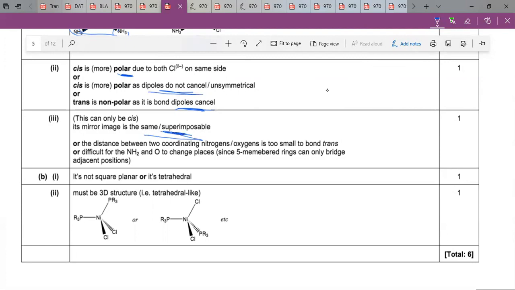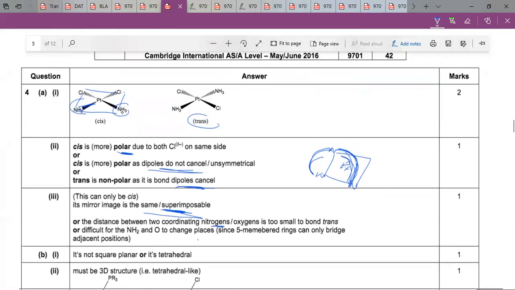Now here there is another reason. The distance between the two coordinating nitrogen and oxygen is too small to bond with the trans. That means, see, now if trans, so here and here, these are cis. To trans, move up from here to here, no, right? A longer bond. It's difficult for the NH2 and O to exchange places. It means this is too small to form a trans bond.